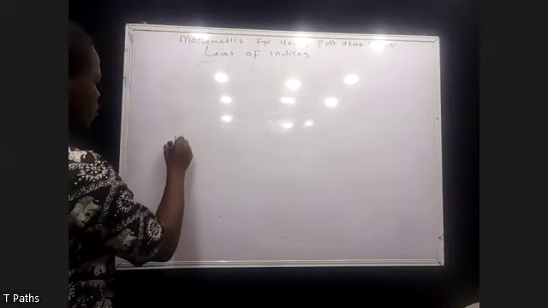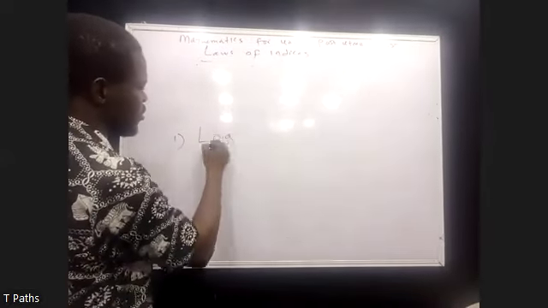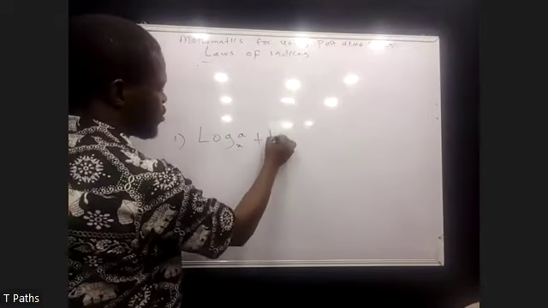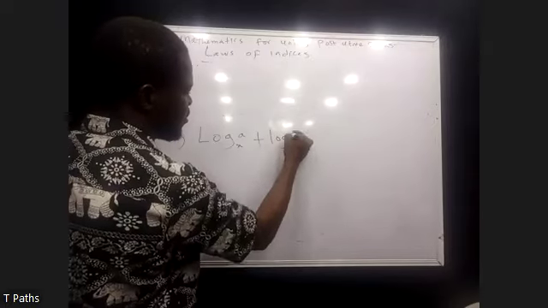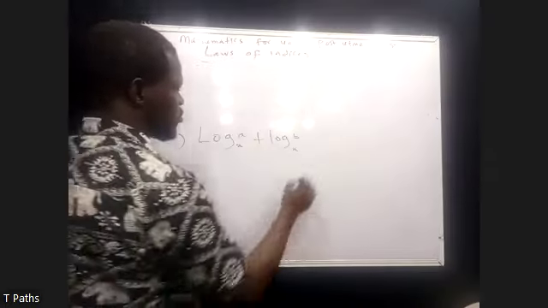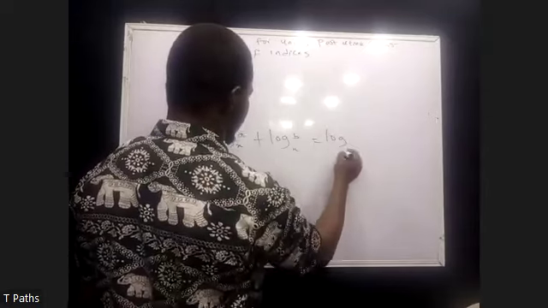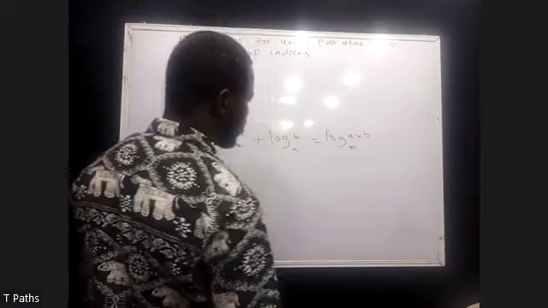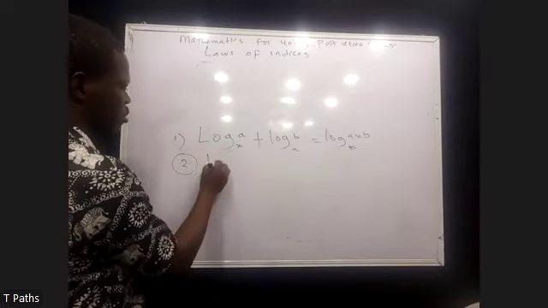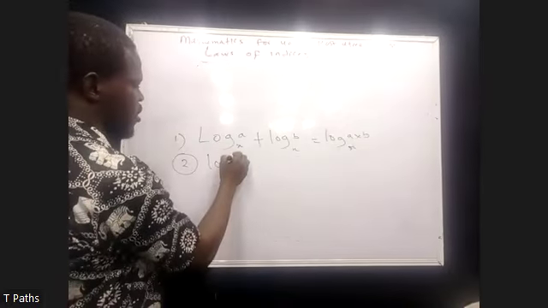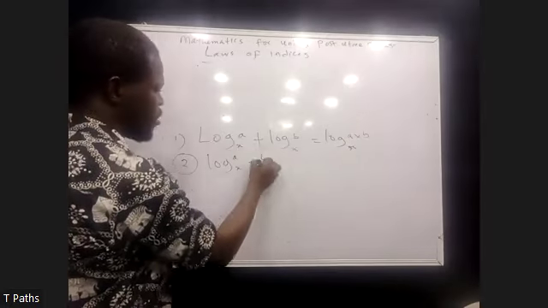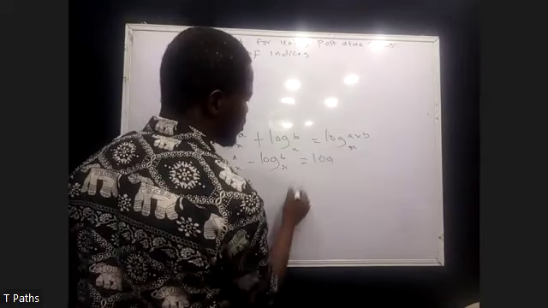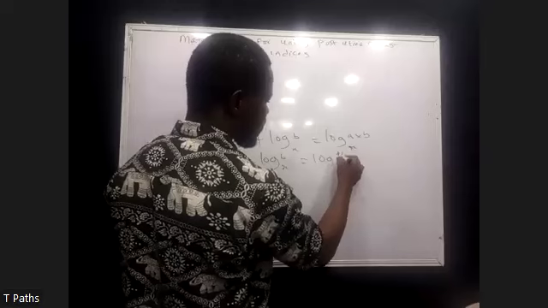So 1: log X A plus log X B is equal to log A times B. 2: log X A minus log X B equals log A over B.